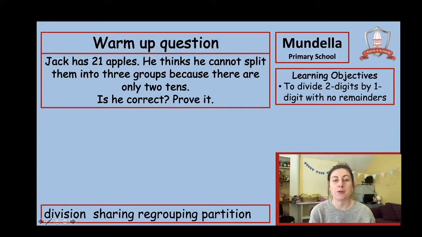Jack has 21 apples. He thinks he cannot split them into 3 groups because there are only 2 tens. Is he correct? Prove it. How can we prove it? The way that we can prove it is by checking.